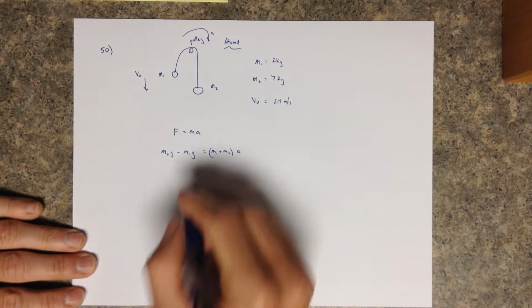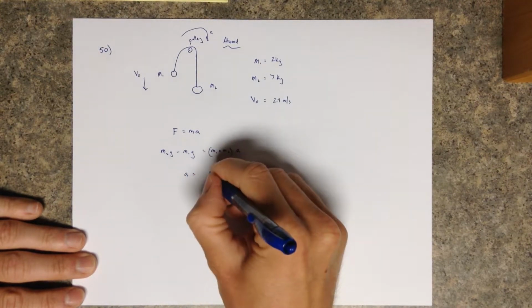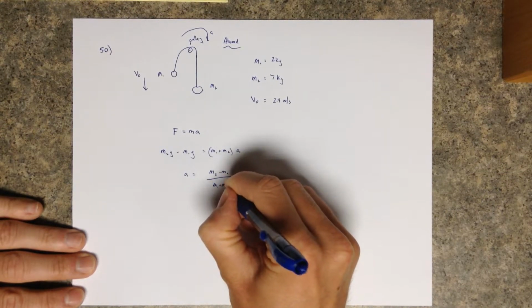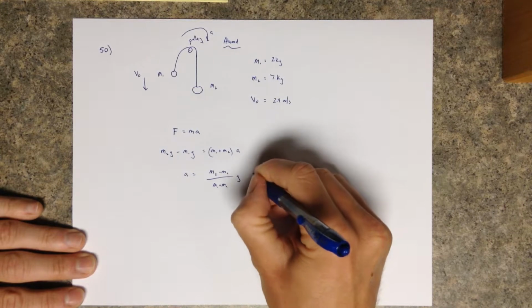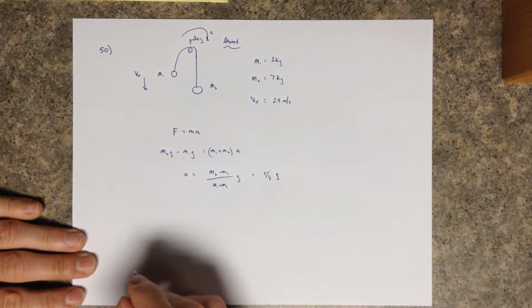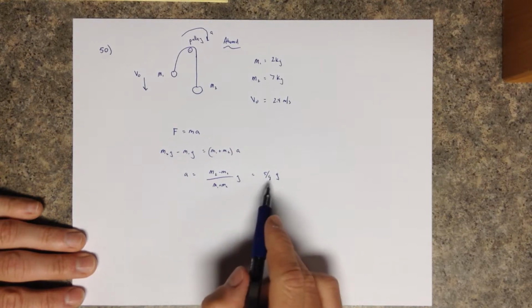accelerate. And so the acceleration, if you look at this, is really the difference between their masses over the sum of their masses, times some g. That ends up being 5/9 g. Okay? So what is that going to do?